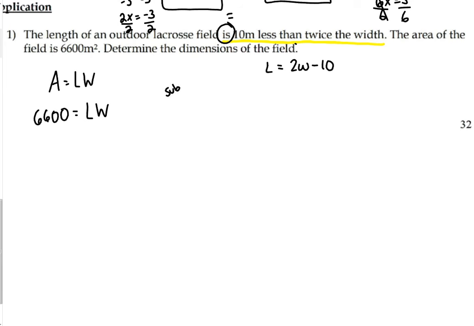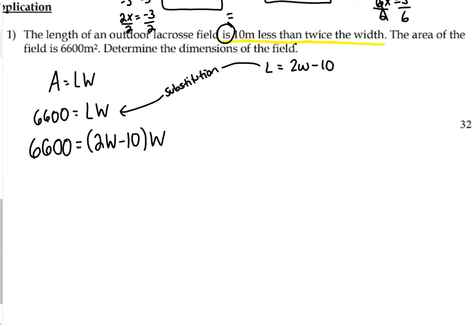Substitution. So let's sub that in. 6,600 equals, our length is actually 2w minus 10 times the width. Length times width. All right. What do you do from here?